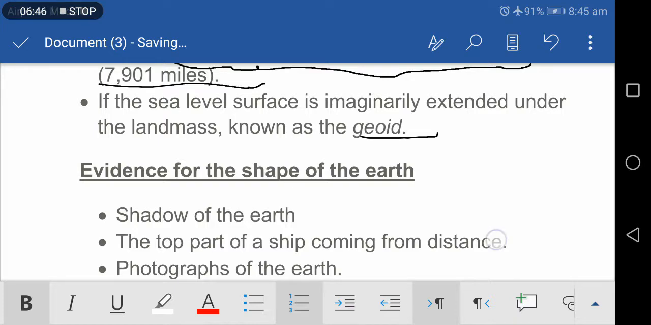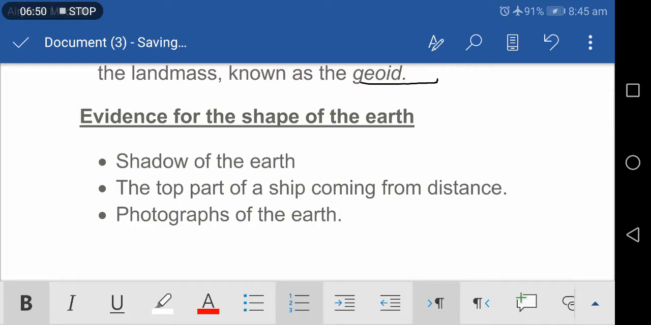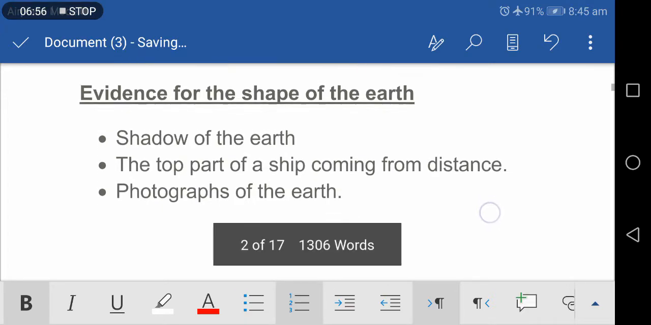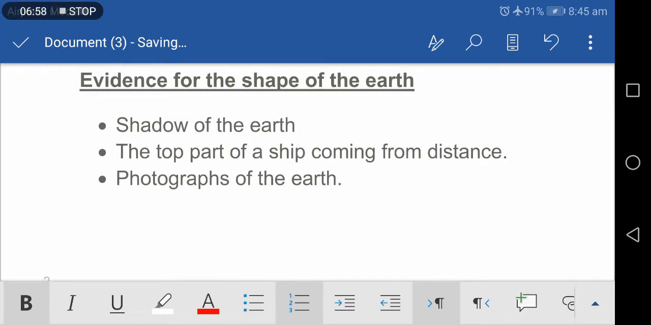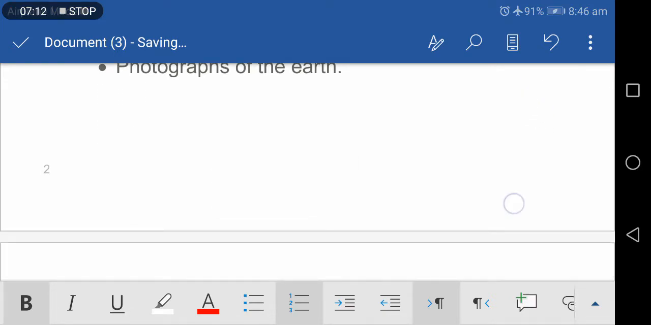Next one is evidence of the shape of the Earth. The shadow of the Earth visible during the lunar eclipse. The top part of a ship coming from a distance being visible first of all, while the rest of it becomes visible as it approaches nearer. Photographs of the Earth taken from space.